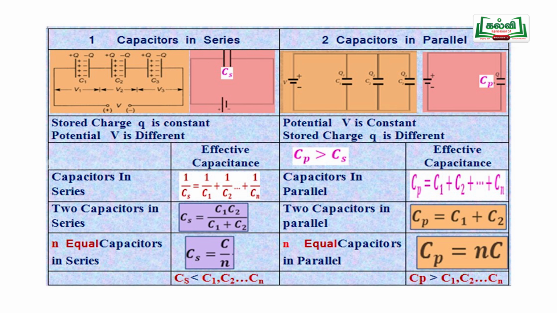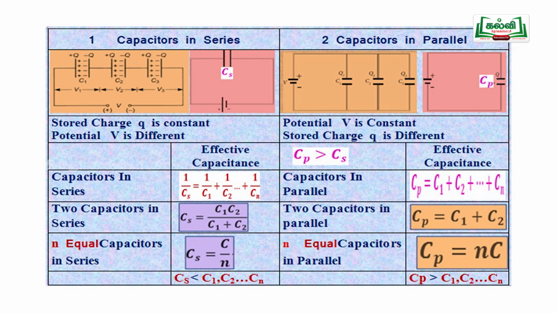Now, in case of capacitors in series, the effective capacitance formula is 1 by Cs is equal to 1 by C1 plus 1 by C2, and so on, whereas in case of parallel, it is Cp is equal to C1 plus C2 plus so on. Students, now we are going to go for important formulas. If you are given two capacitors in series, then the effective capacitance, simple formula, trickiest formula, you go for it: Cs is equal to C1 C2 by C1 plus C2.